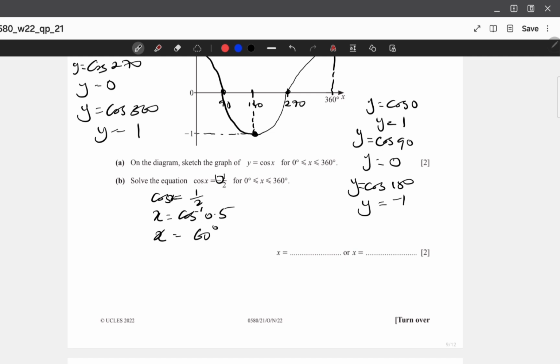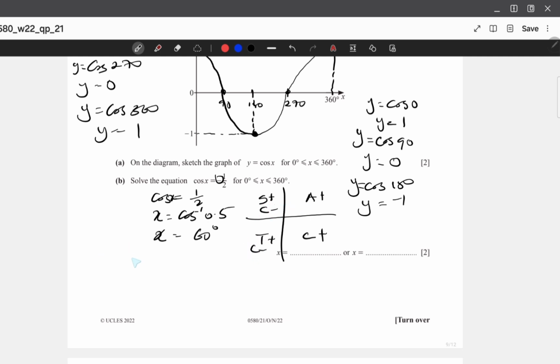So now using our quadrants, we know we have 4 quadrants. We have All Students Take Coca-Cola, meaning that your trigonometric ratios, all of them are positive here. It's only sine that is positive in this part, it's only tan that is positive in this part, and it's only cos that is positive in this part, right? So that means cos is negative in 2 quadrants. It is negative in quadrant 2 here, and it's negative here, right?